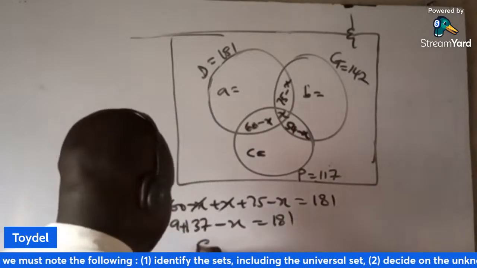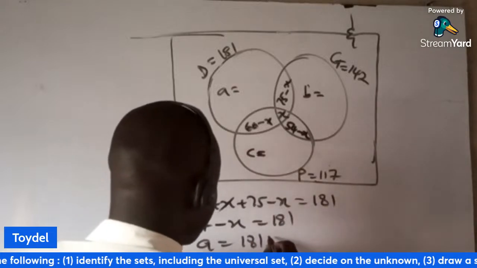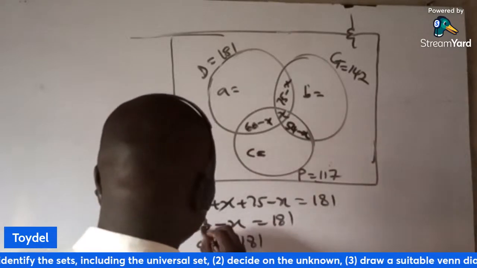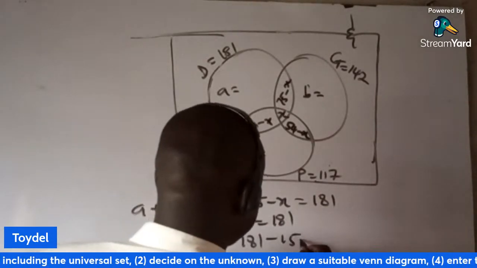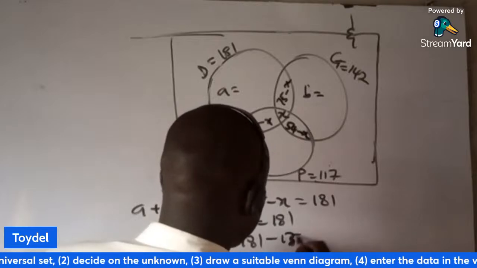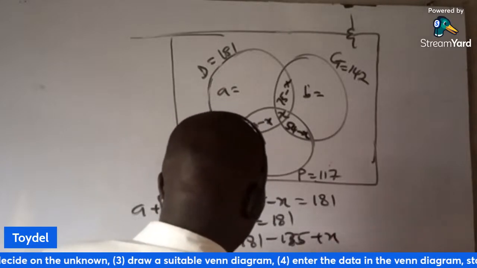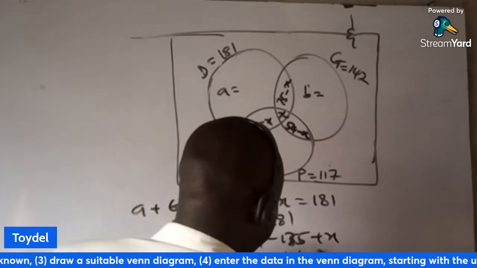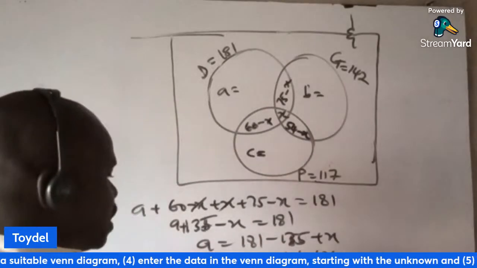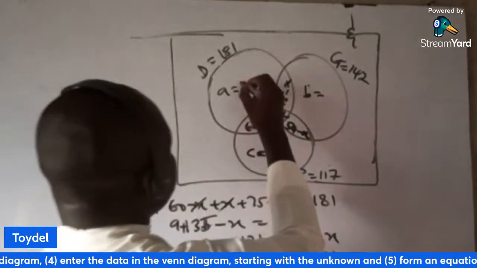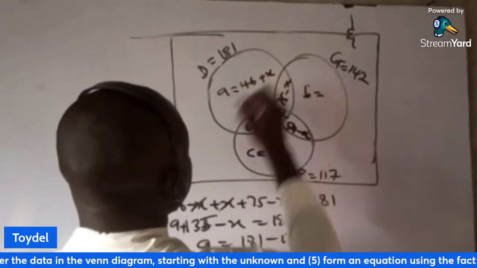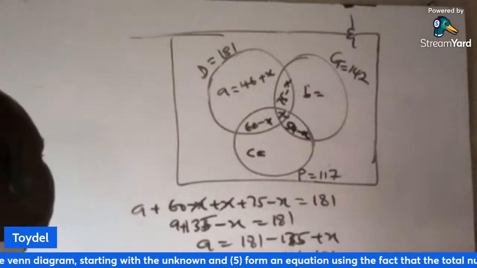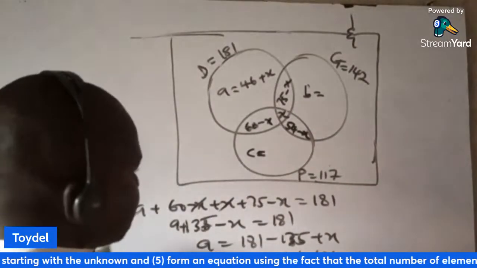Then let me make A the subject of the formula. A will now be 181 minus 135 plus X. So A will now be 46 plus X. So the readers that read Punch alone will be 46 plus X. We must represent everything in form of X.